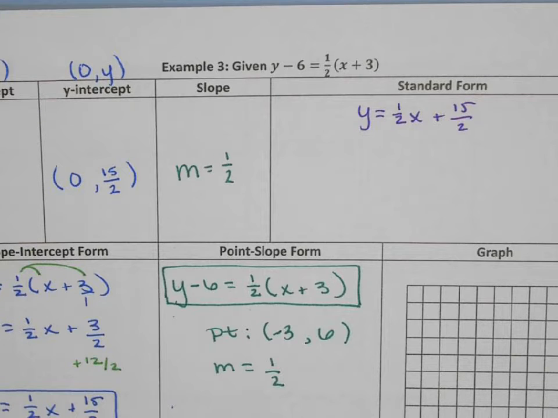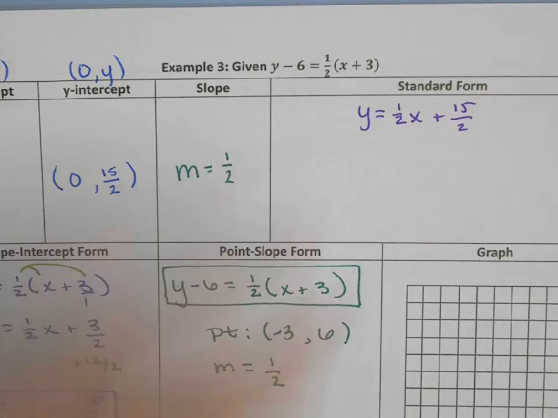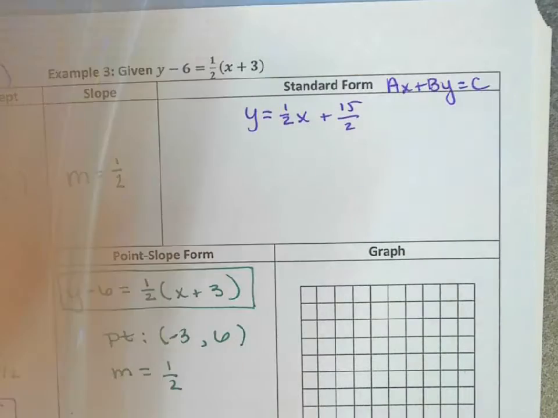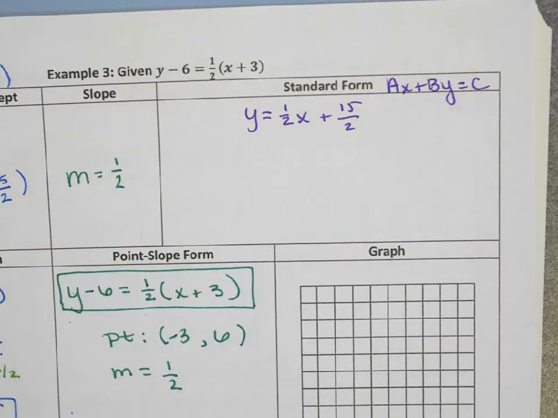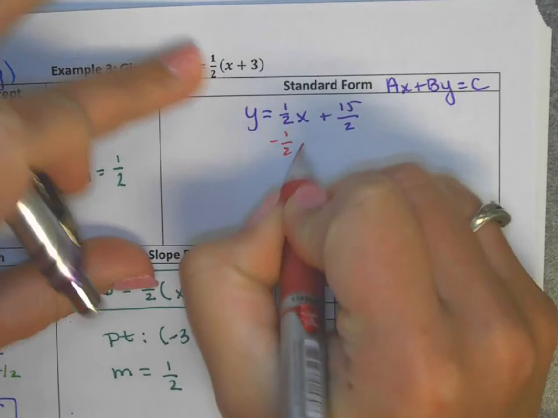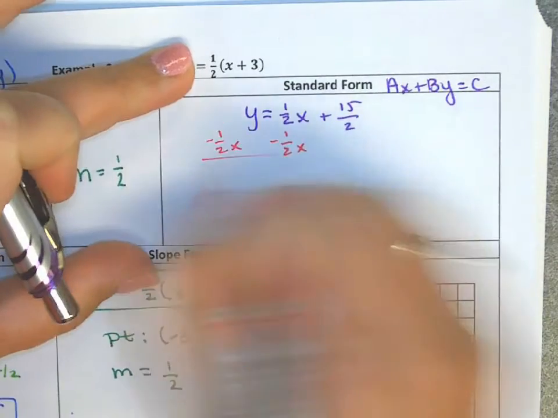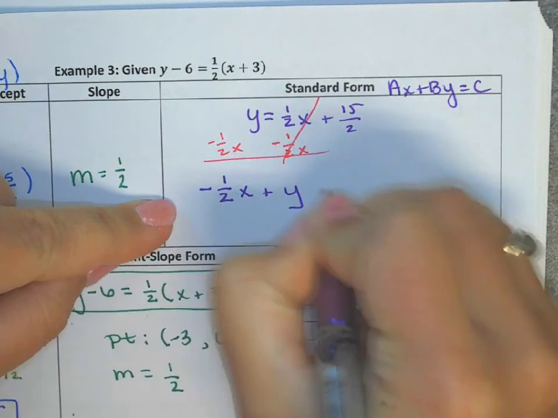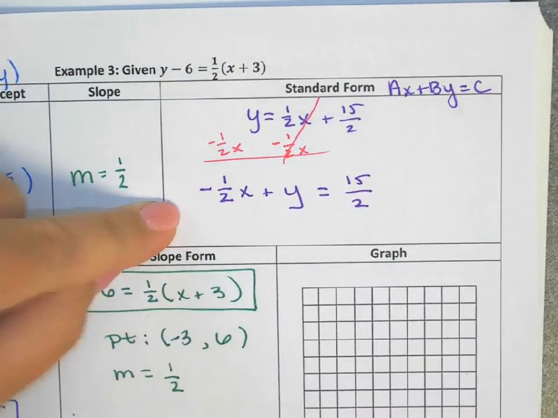What are we going to do? Well, standard form looks like this. You can always write it down if you're not sure. Ax plus By equals C. So we want it to look like that. Subtract what? Yeah, subtract that 1/2 x first on both sides. These are not like terms, so they're not going to combine. We're going to get negative 1/2 x plus y equals 15/2.